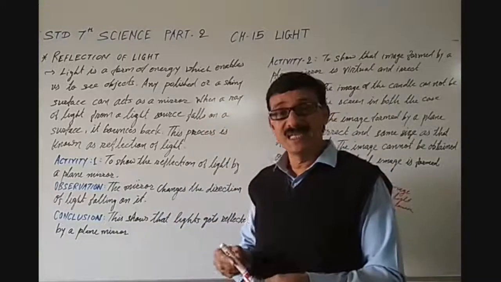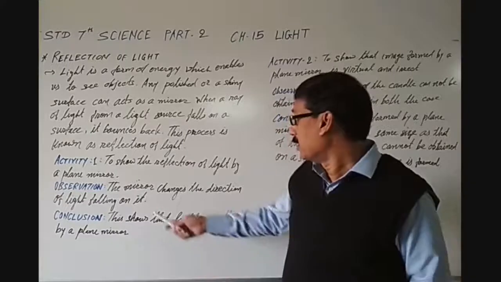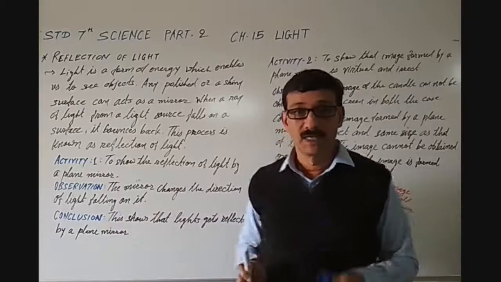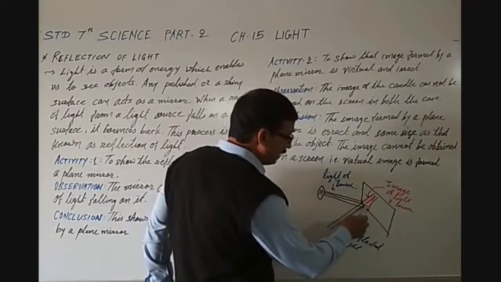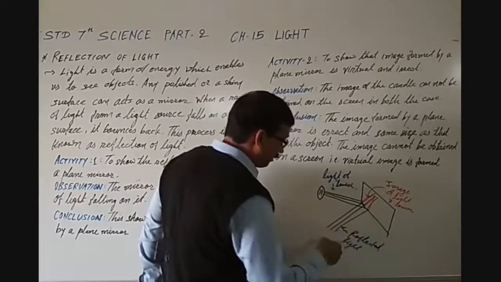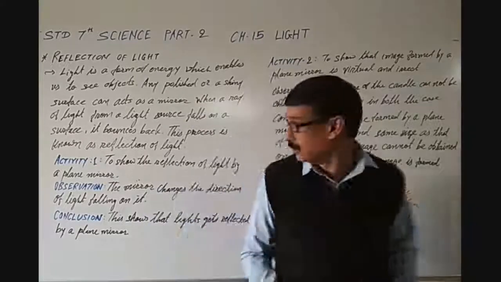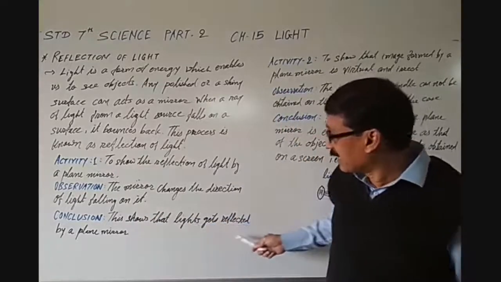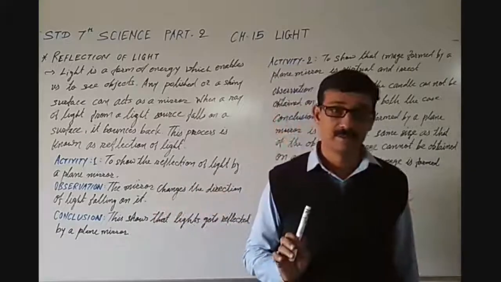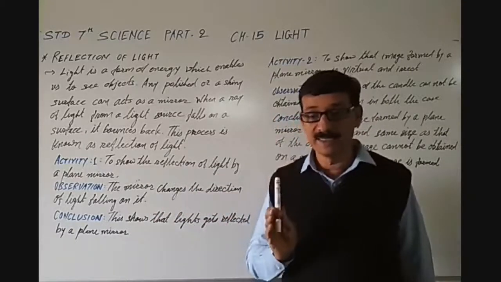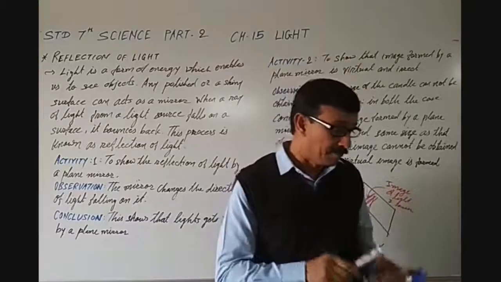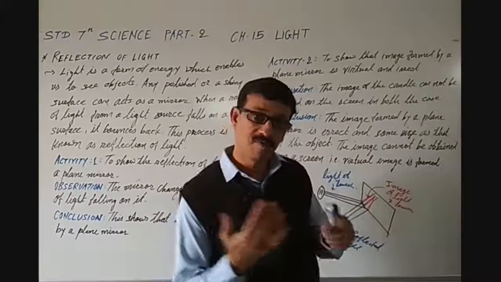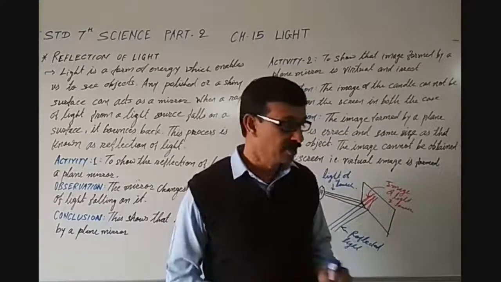Now, from this activity, what is the observation? The mirror changes the direction of light falling on it. As the light falls on the mirror, it changes the direction of light in this way. Second, what is the conclusion? This shows that light gets reflected by a plane mirror. Okay, and you can do this at your home. I would like to say, perform this activity at your home so that you can understand this.